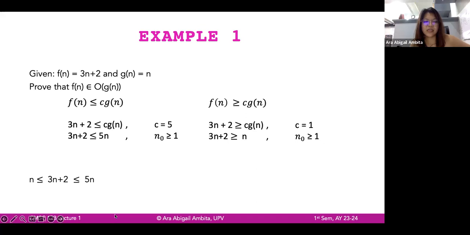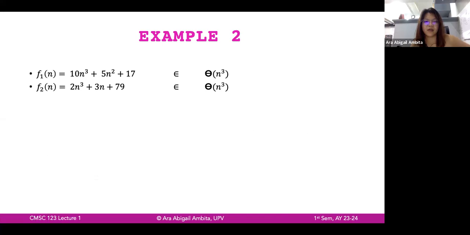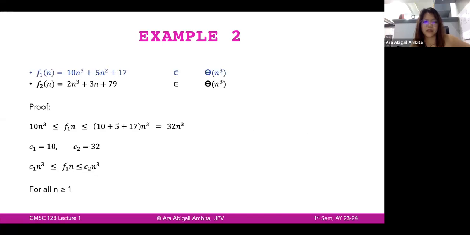Okay, so we can then say that 3n plus 2 is being sandwiched in between these two functions, n and then 5n. Now for this example, you can explore it. So for instance, if we have f1 of n equals 10n cubed plus 5n squared plus 17, we want to look for its average, its theta asymptotic notation.